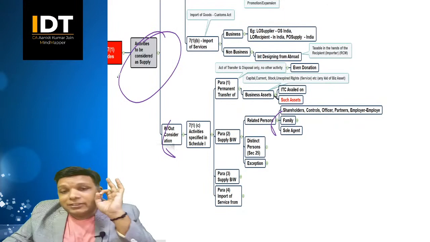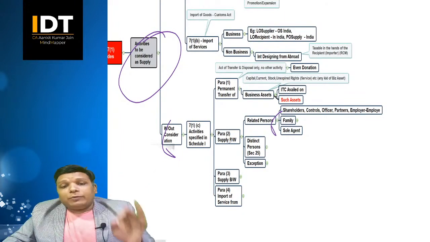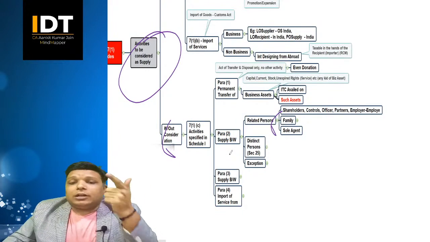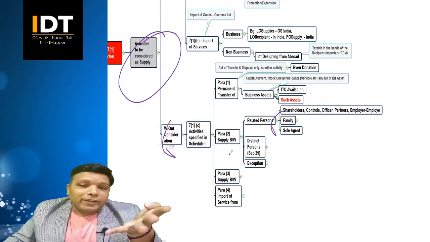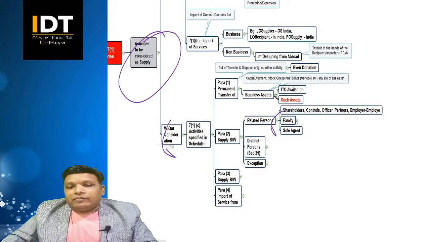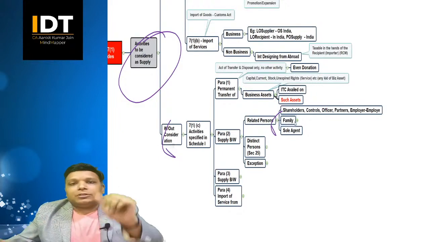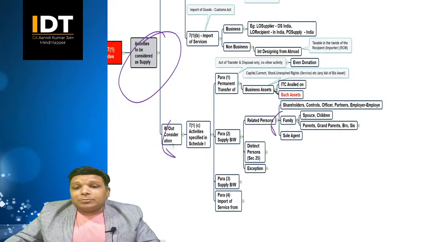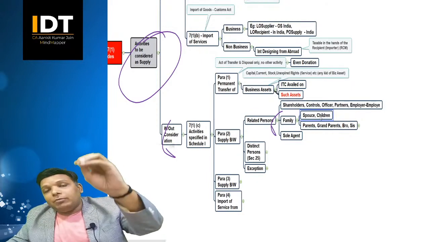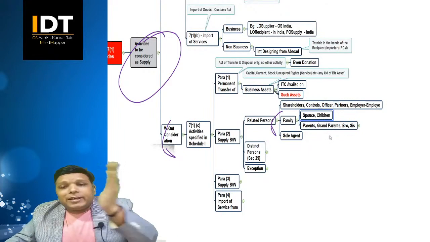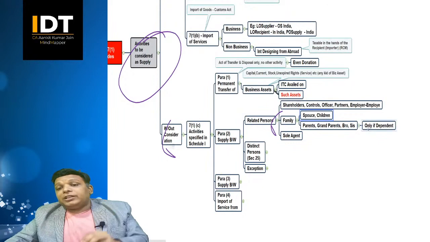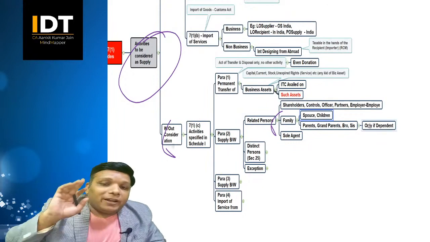Correct? Are you guys understanding the importance of this concept? So what we're trying to understand here is supply between related parties, which can be shareholders, controls, officers, partners, employee, or family member. Now what do you mean by family? Family has been divided into two parts. My direct family, that is my spouse and my children, whether they are dependent or independent, that is not the concern. They will fall under the definition of supply. Other than those, that means my parents, my grandparents, my brother, my sister, if they are dependent, then only they will be classified as related party.